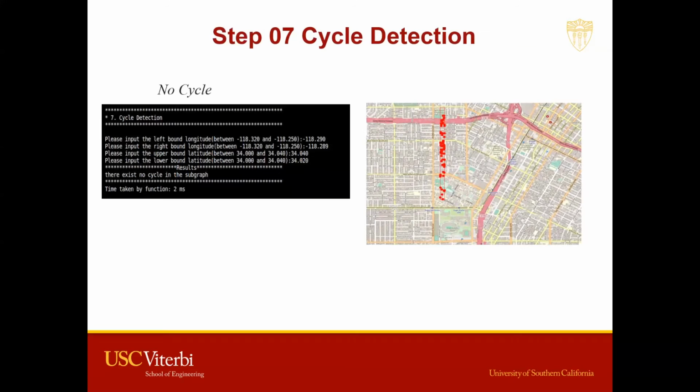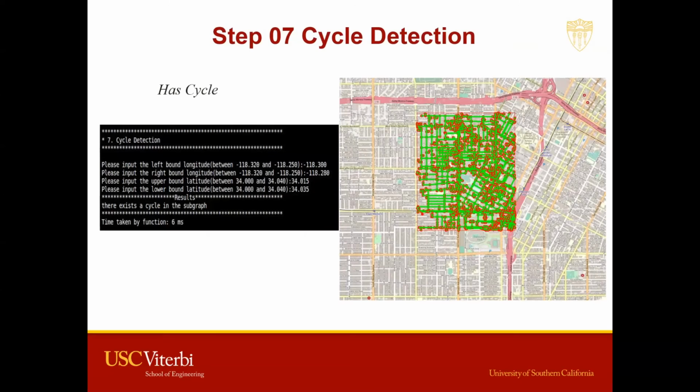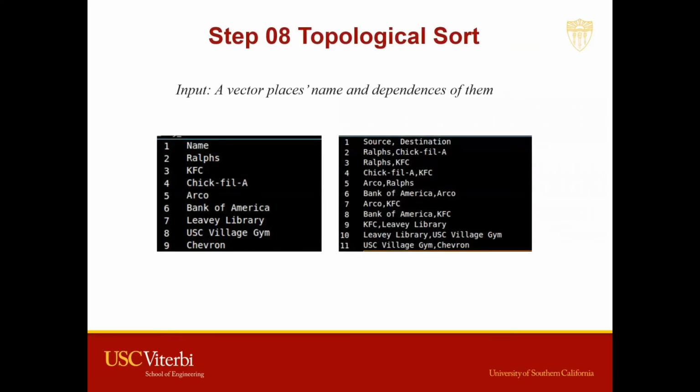Step 7, cycle detection. This function is used to detect if a cycle exists in the subgraph. Here we need to input two latitudes and longitudes to get the results. Here are two examples. The first one has no cycle, and in the second one, there exists a cycle in the subgraph. Step 8, topological sort.